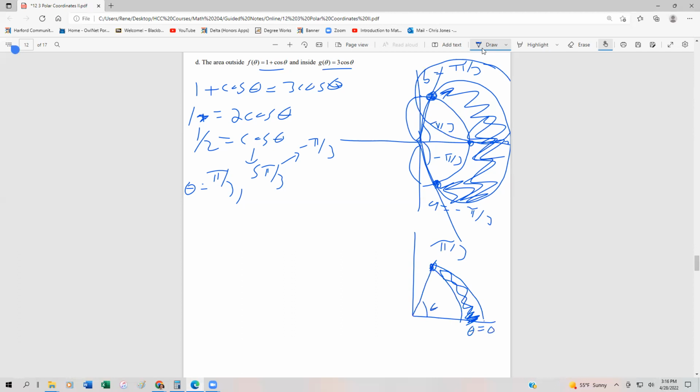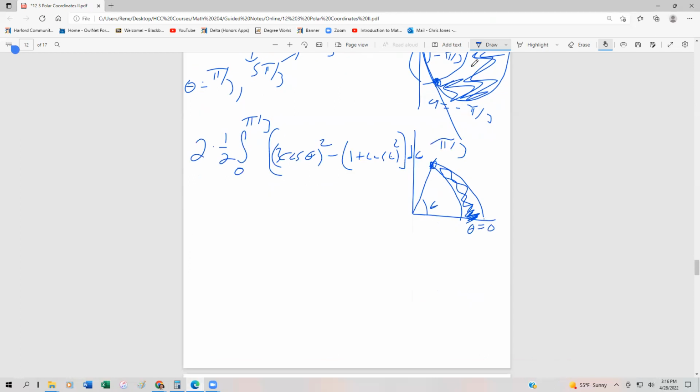So the way I'm going to set this up is 2 times 1/2 of the integral from 0 to pi thirds. Then I'm going to take the outer function, because we want it inside of the 3 cos theta. We're going to say 3 cos theta squared, and then we subtract out 1 plus cos theta squared, d theta.